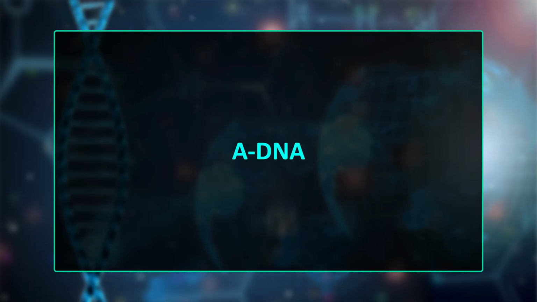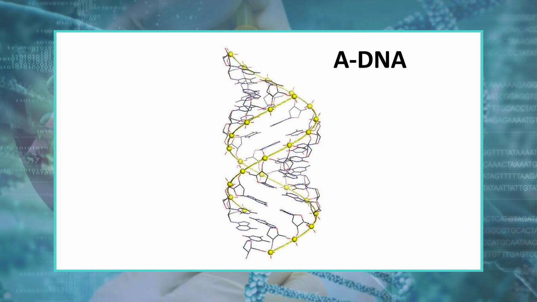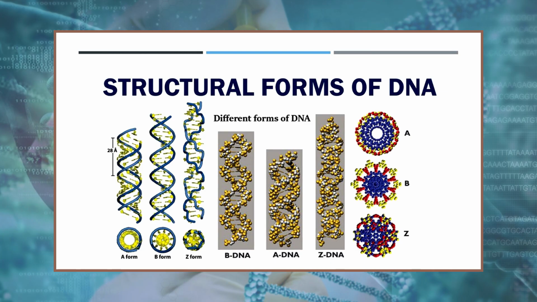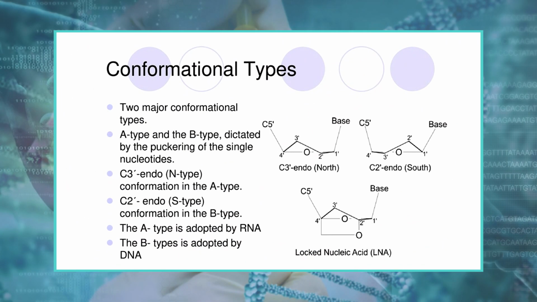Let's now discuss A-DNA first. It's a right-handed double helix similar to the B-DNA form. Dehydrated DNA takes an A form that protects the DNA during extreme conditions such as desiccation. The major difference between A form and B form nucleic acid is in the conformation of the deoxyribose sugar ring. It is in the C2 endo conformation for B form, whereas it is in the C3 endo conformation in A form.